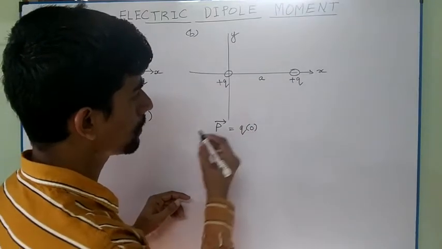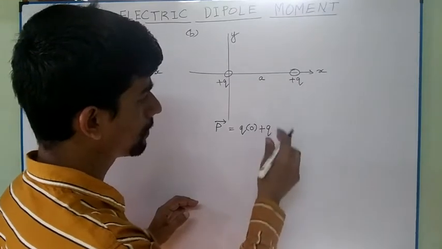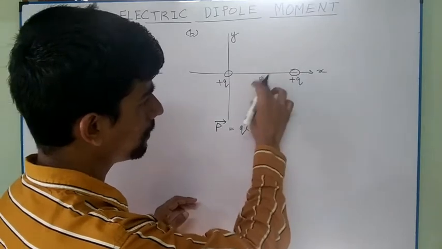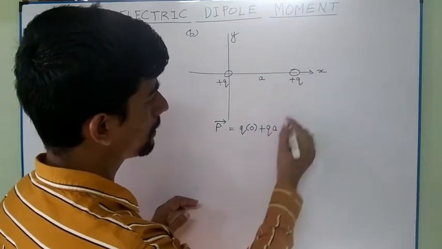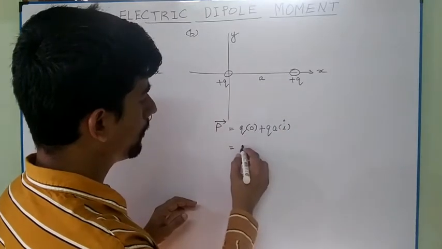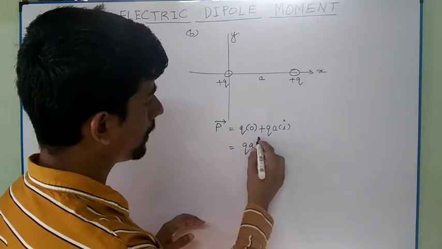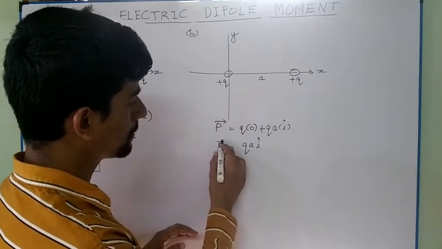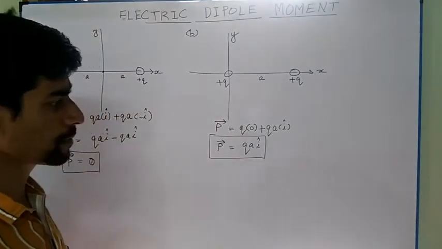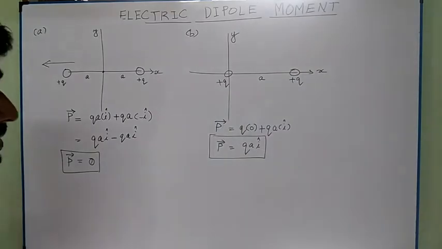So q into 0 plus another charge q into what is the distance from the origin? Origin la irundhu distance evlo? a. Unit vector enadhu positive x direction irundhanaala i cap. So the electric dipole moment is qa i cap. P vector is equal to qa i cap. This is the expression for dipole moment of this configuration of charges.